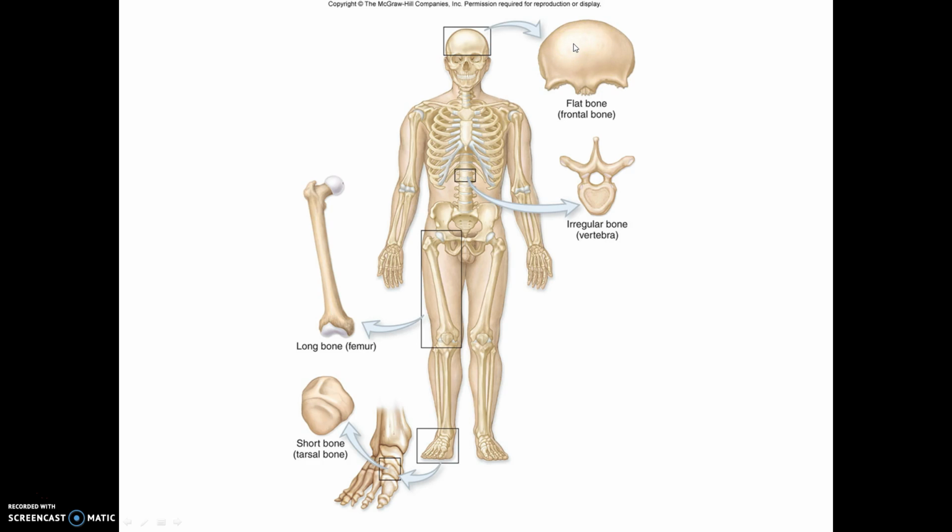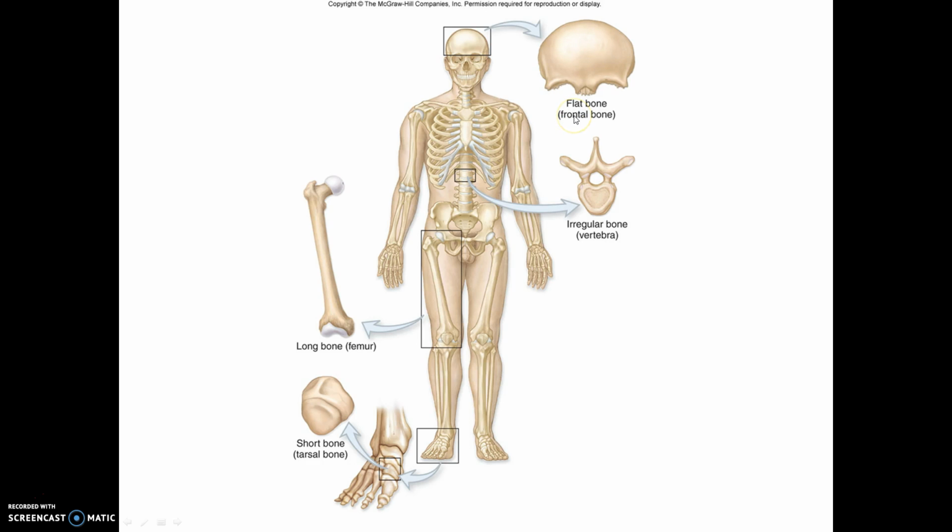the cranial bone here, the frontal bone, but also the ribs are considered flat bones. The sternum is a flat bone, and the scapula. Flat bones, we'll see the anatomy of here shortly, contain two layers of an outer and an inner layer of compact bone with a layer of spongy bone in the middle.